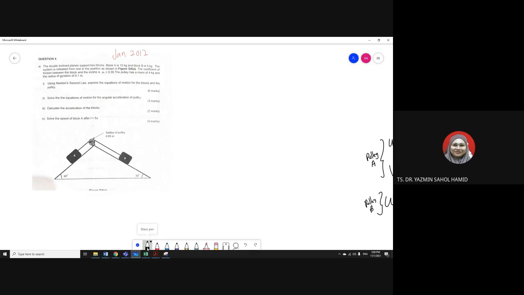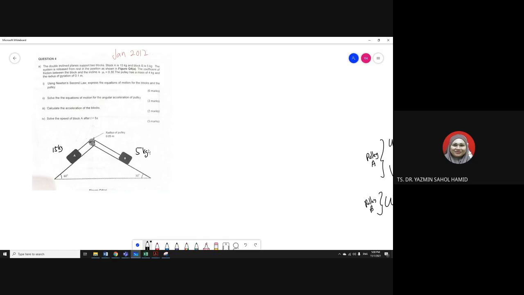Okay. Now, the double inclined plane supports two blocks. So there are two blocks. Block A is 15 kilogram. So let me write this down. Block A is 15 kilogram. And then block B is 5 kilogram. The system is released from rest in the position as shown in figure question 4a.